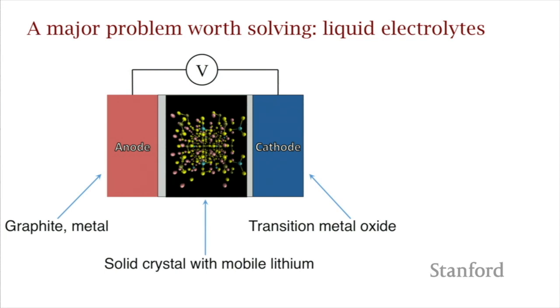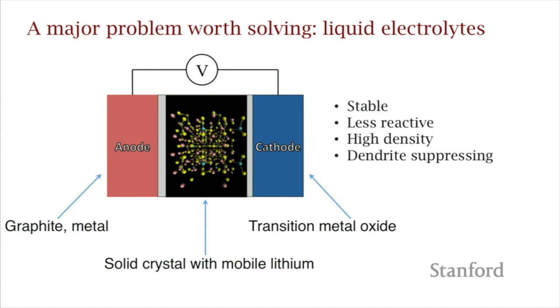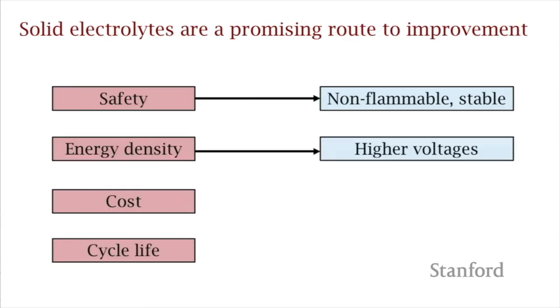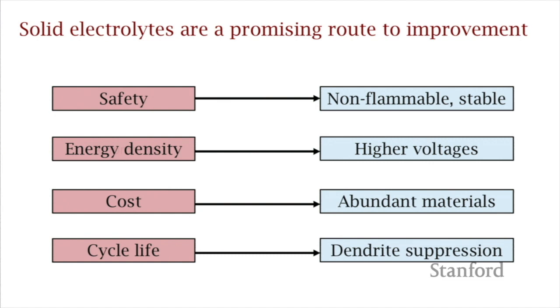So what we want to do in our research is replace that liquid with a solid material that can do the same job, that hopefully has all the benefits of the liquids without these major drawbacks. Solids are inherently more stable and less reactive. They're higher density, so you can potentially make smaller devices. And they're very rigid, so they can suppress this growth of dendrites and potentially lead to increased cycle life. So solids can really help us on all four of these metrics that we originally discussed.